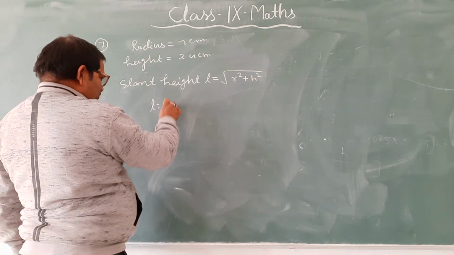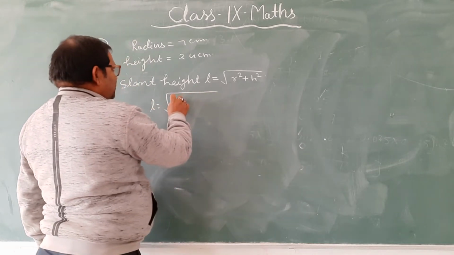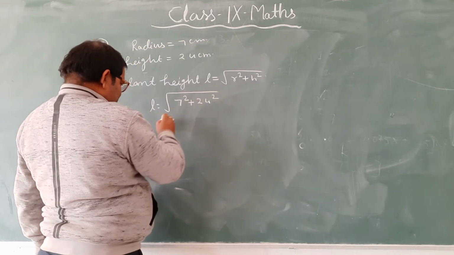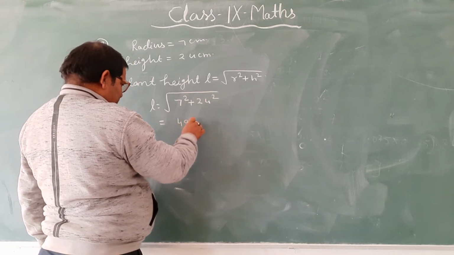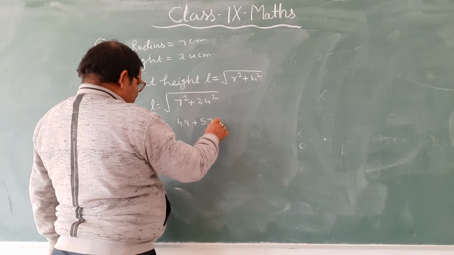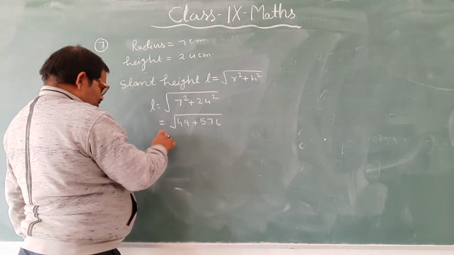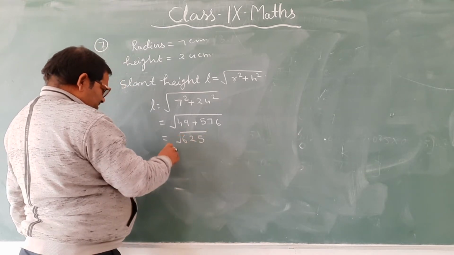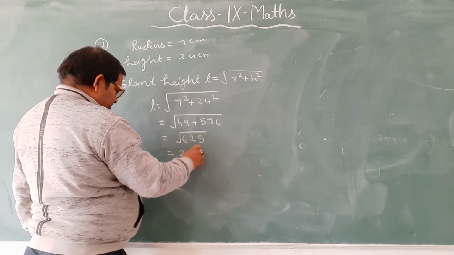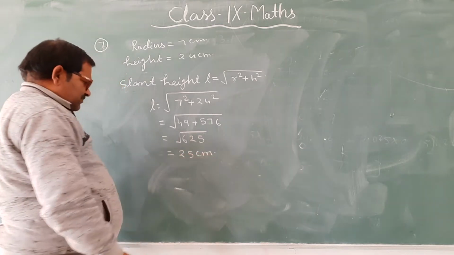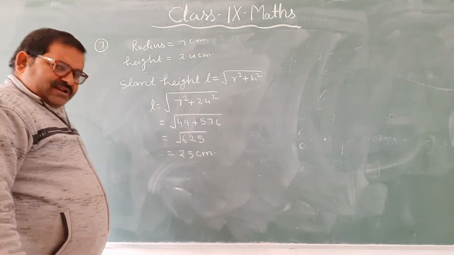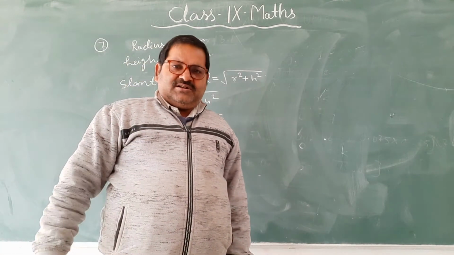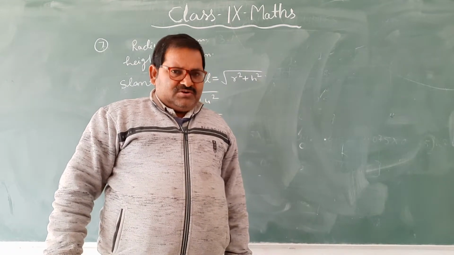L equal to under root radius 7 square plus 24 square, and 49 plus 576, so 625, is equal to 25 centimeter. 25 centimeter is the slant height of the cone.